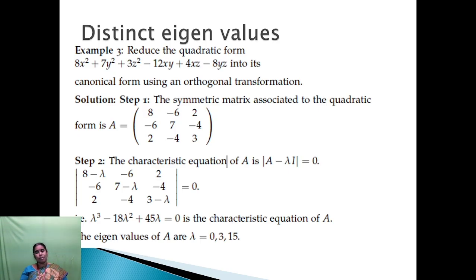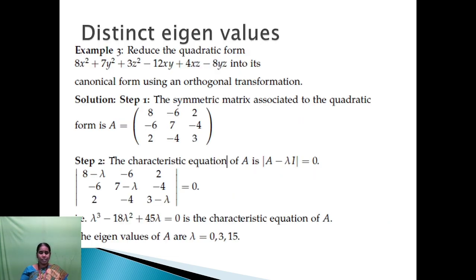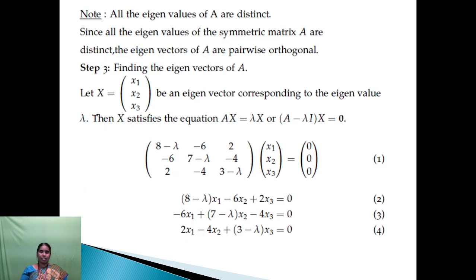It is given by modulus of A minus lambda I equal to 0. Thus, I am taking the modulus value of A minus lambda I. We have a cubic equation, lambda cube minus 18 lambda square plus 45 lambda equal to 0, which is the characteristic equation of the given matrix A. On solving this cubic equation, we get the eigenvalues as 0, 3, 15. Note, all the eigenvalues of A are distinct. All three eigenvalues are distinct.